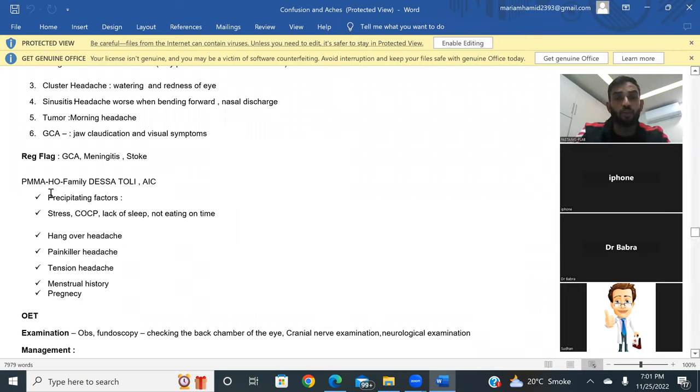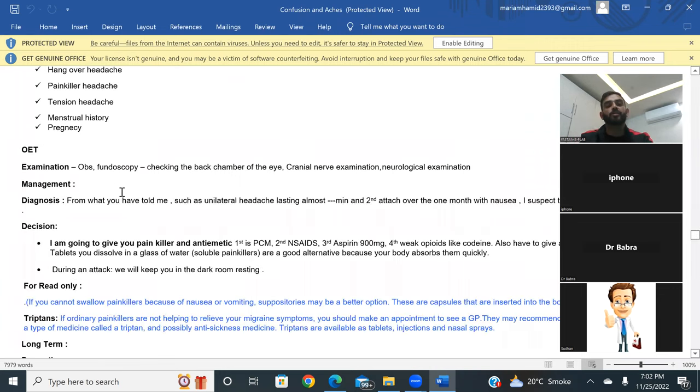Tension headache, again, you need to ask a lot of questions on this, because of any tension or stress, any job, the patient can have tension headache. And this is all around, band-like headache. This is the character, band-like headache. Menstrual history, if the patient is female, you need to take the menstrual history and the pregnancy history. By chance are you pregnant, when was your last menstrual period, you need to ask the pregnancy question as well.